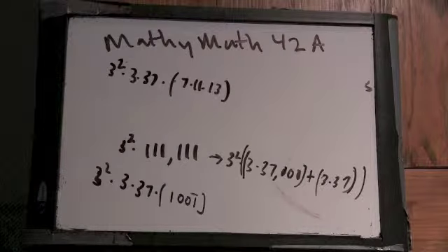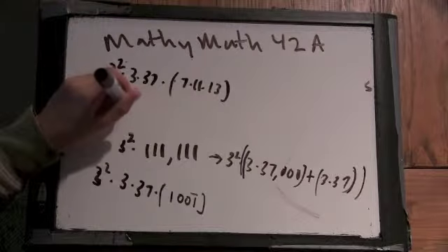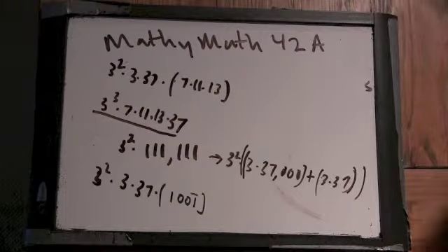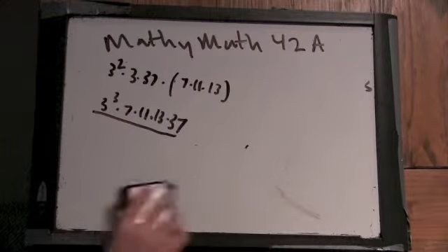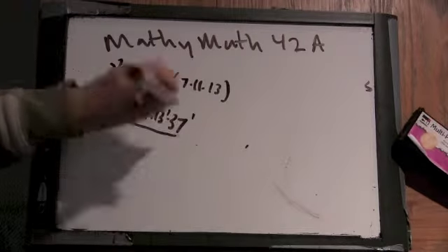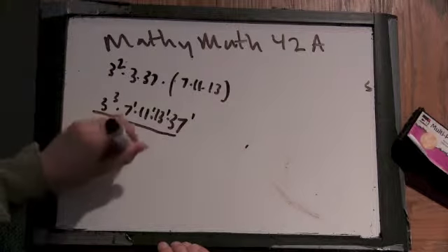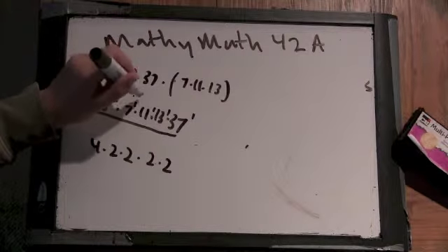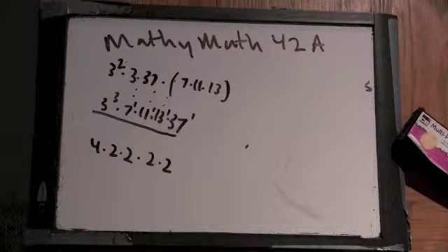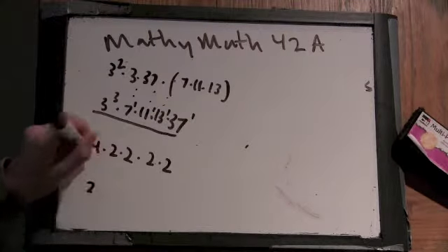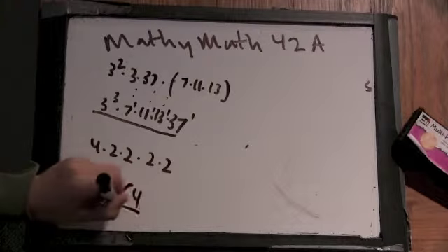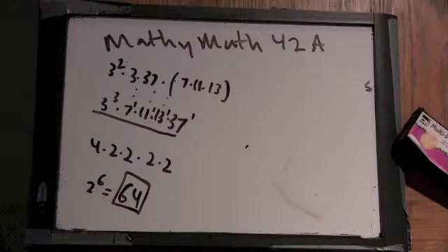So now, what do we have? We have 3 cubed times 7 times 11 times 13 times 37. That's our number, and we want the number of divisors. To find the number of divisors, you look at the powers and add 1, so you have 4 times 2 times 2 times 2 times 2, because you can use 0 or 1 of 7, 0 or 1 of 11, 0 or 1 of 13, stuff like that. So there's 64 divisors.